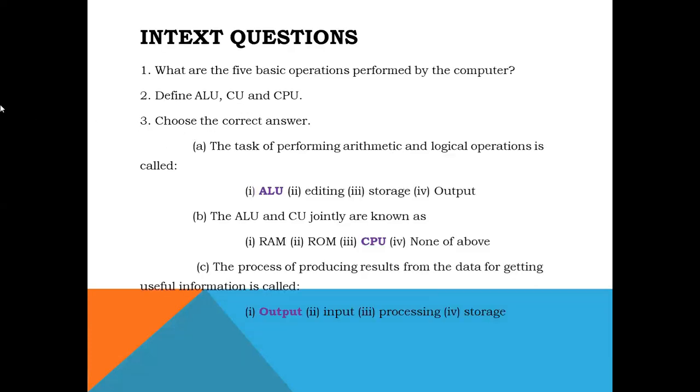Next, in-text questions. What are the 5 basic operations performed by the computer? We already discussed. Define ALU, control unit, and CPU. Choose the correct answer. The task of performing arithmetic and logic operation is done by ALU. ALU and CU jointly known as the CPU. The process of producing a result from the data or getting useful information is called output.